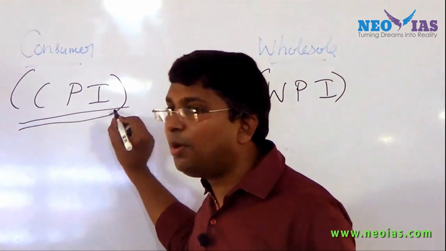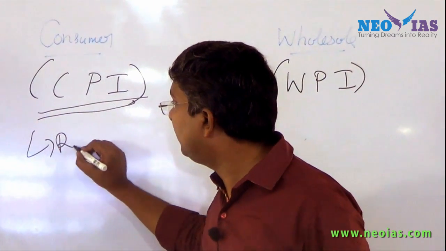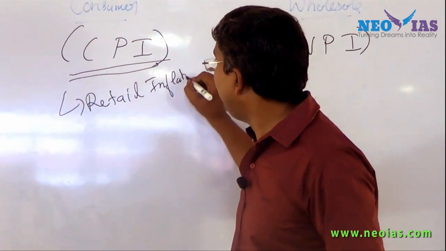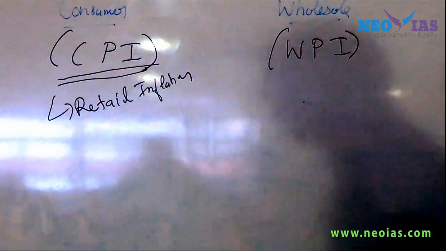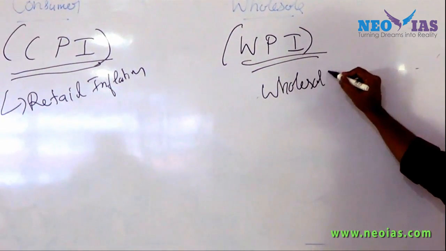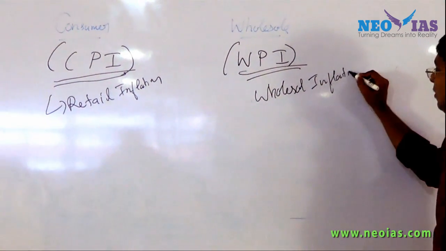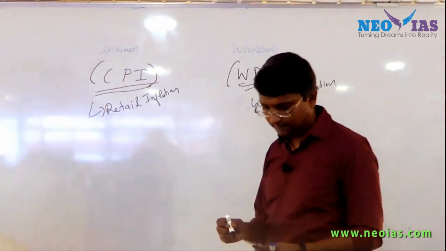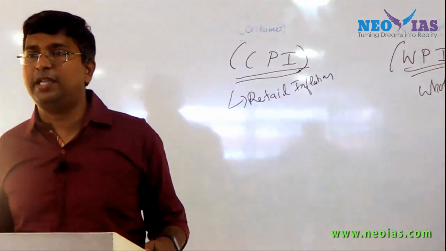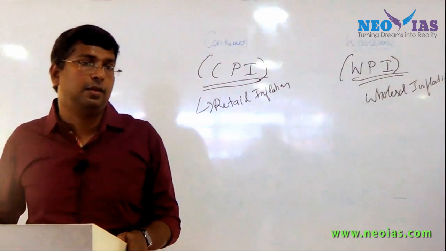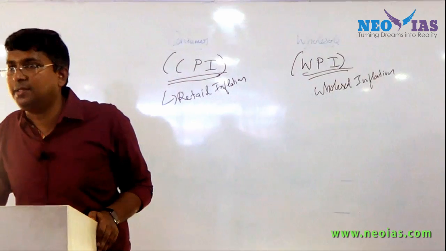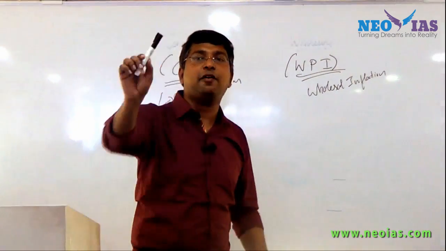So we call this consumer price index retail inflation. Retail inflation is consumer price index. Wholesale price index we call wholesale inflation. When you read the newspaper, now we are very clear with that. So we generally have two types of inflation index or price index, that is consumer price index and wholesale price index.